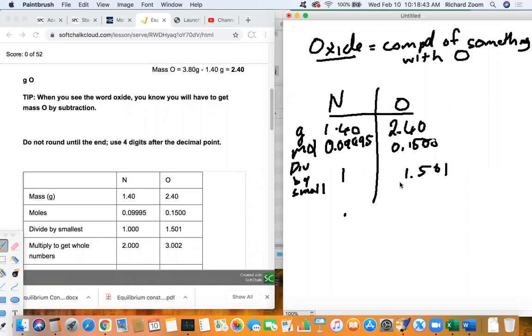And if we wanted to make this a whole number, then we multiply everything by 2, and we'll get 2 and 3. We're looking at 0.501, which is close to 0.5, which is a half. That's why I multiply both of those by 2. So it'd be N2O3. Does anybody have any questions?